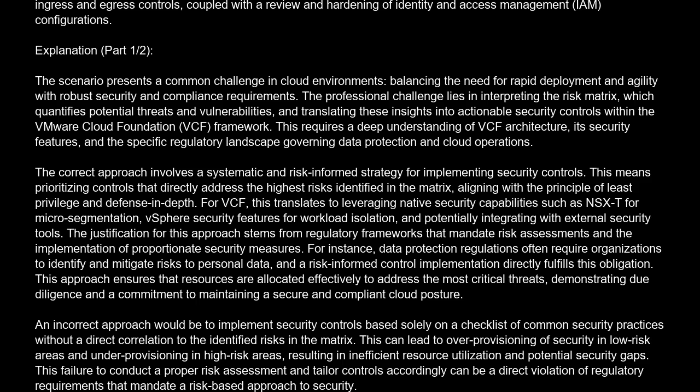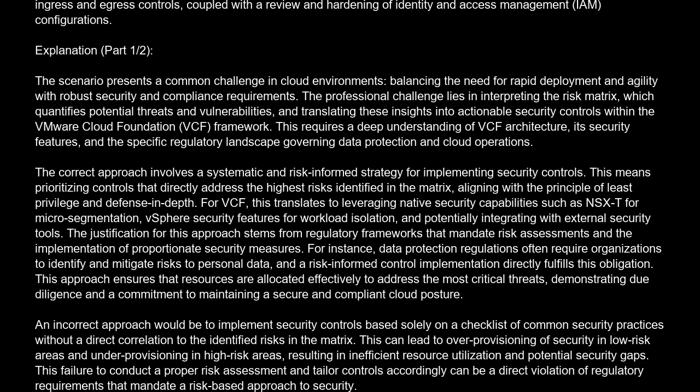For VCF, this translates to leveraging native security capabilities such as NSX-T for microsegmentation, vSphere security features for workload isolation, and potentially integrating with external security tools. The justification for this approach stems from regulatory frameworks that mandate risk assessments and the implementation of proportionate security measures. For instance, data protection regulations often require organizations to identify and mitigate risks to personal data, and a risk-informed control implementation directly fulfills this obligation.